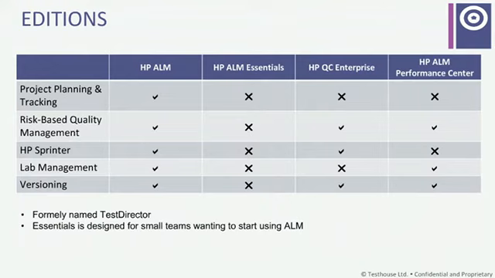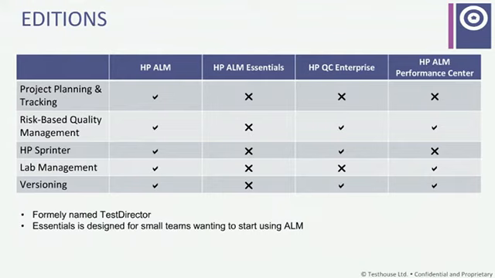So HP ALM is the one with all the features, and then you have smaller editions. QC Enterprise is a slightly smaller edition. You have ALM Essentials, which is for very small companies or small teams who want to get started with ALM. And then you have a more specific version, called ALM Performance Center, which is dedicated to performance testing.